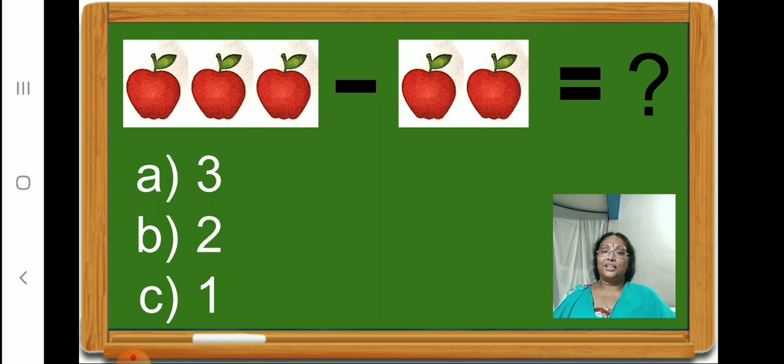So, let us open 3 fingers. Okay. Now, as we have to take away 2 apples, we are going to fold 2 fingers. 1, 2. Now, how many fingers are left? 1. Therefore, children, 3 minus 2 is equal to 1. Now, children, let us select the correct answer. That is option C, 1.